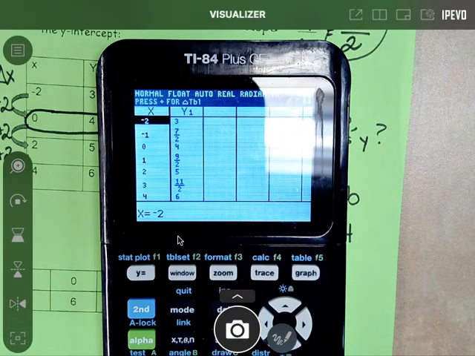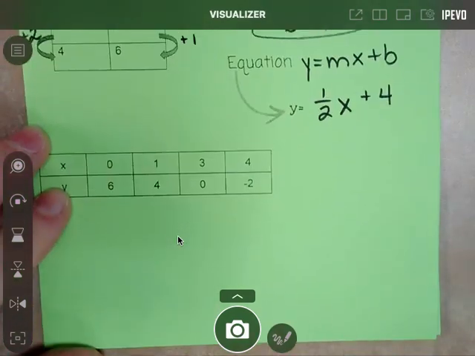When you have a multiple choice problem, wouldn't it be easy just to go to y equals, put in an answer choice, look at your table, see if they match? So you can always use your calculator to check your answers. Go to y equals, put in the equation, look for the matching table. Okay, so let's go to the next one.